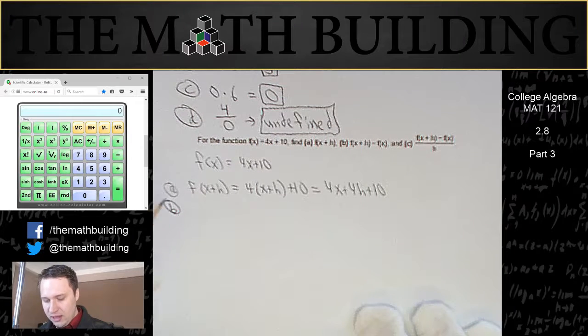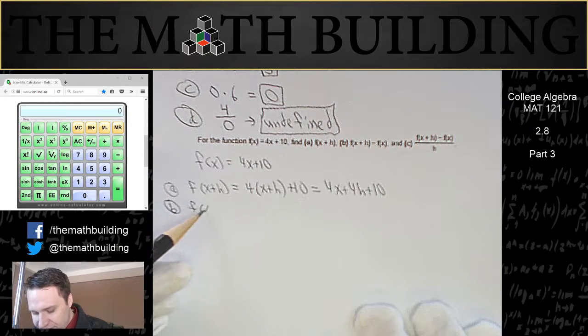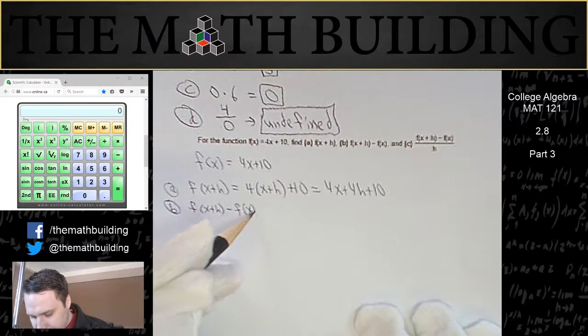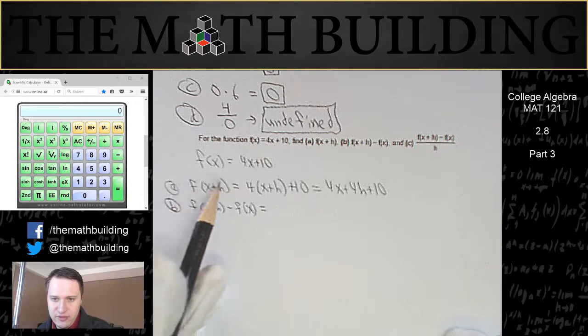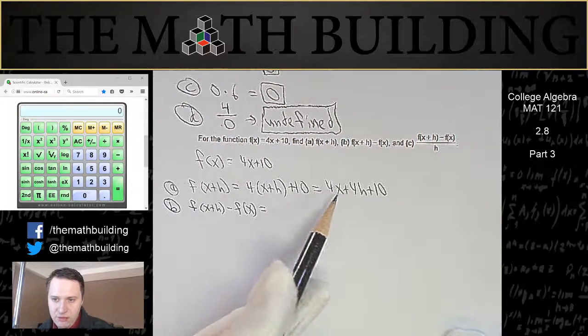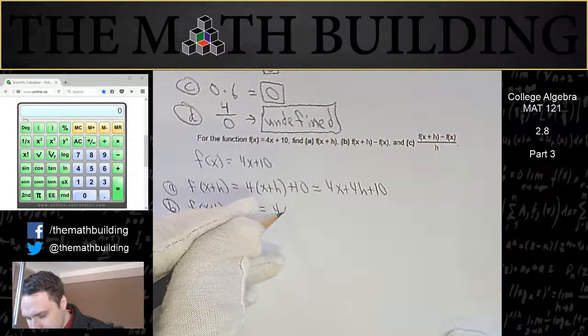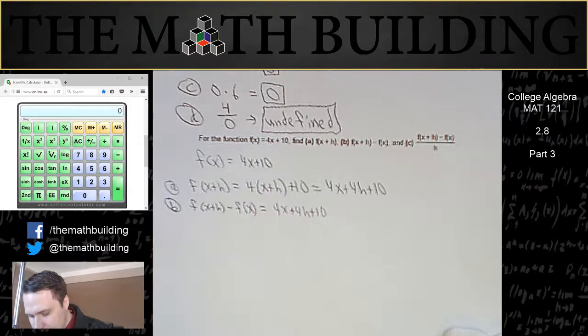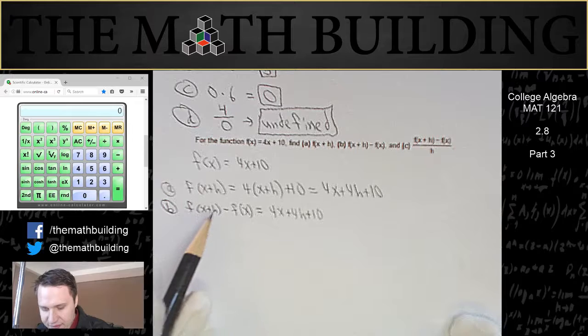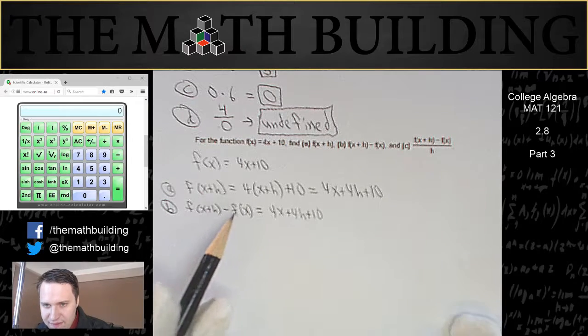Let's do part B. Part B, they want to know what is f of x plus h minus f of x. We already found f of x plus h. That was this line. So let's just write that down. 4x plus 4h plus 10. So that's f of x plus h. Now let's subtract f of x.